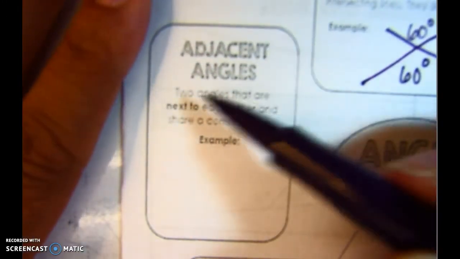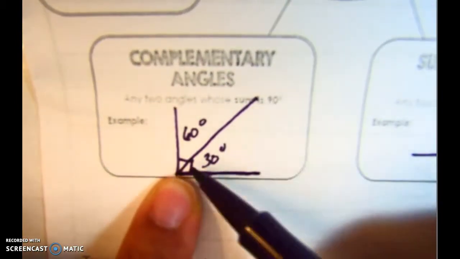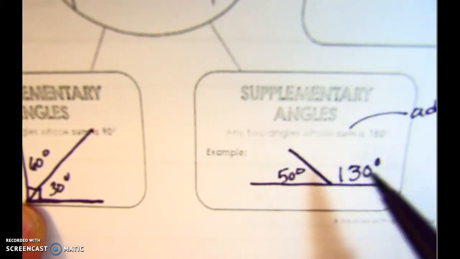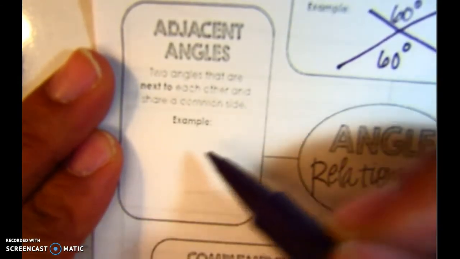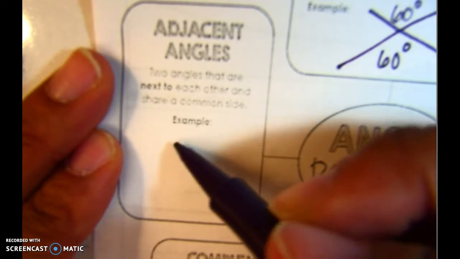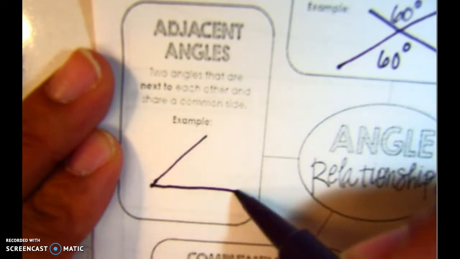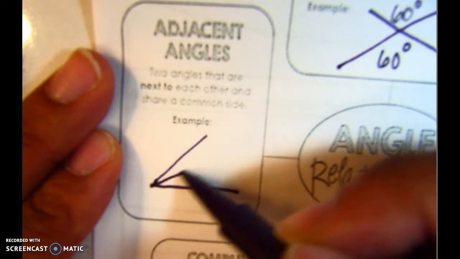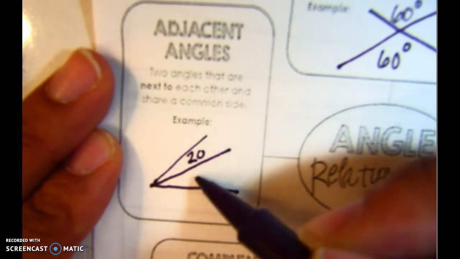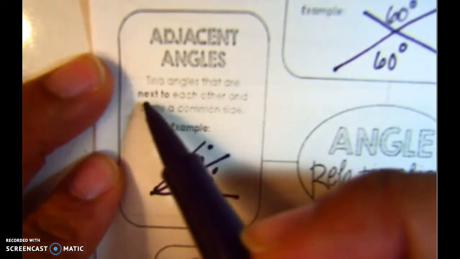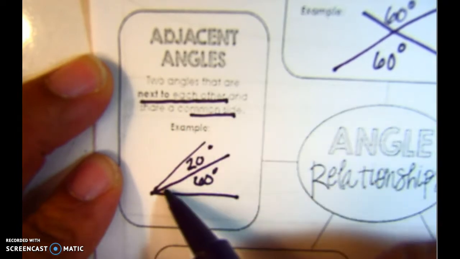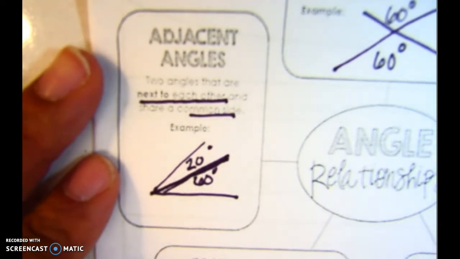Adjacent angles are two angles that are next to each other and share a common side. So these two are adjacent. They share this side. They're next to each other. These two are adjacent too. But adjacent angles don't have to add up to anything in particular. I can have an angle that's, let's say, 80 degrees, and I can make two adjacent angles, and one could be 20 and one could be 60. They're just next to each other. That's all adjacent means: next to each other, and they share a common side. They have a side in common.